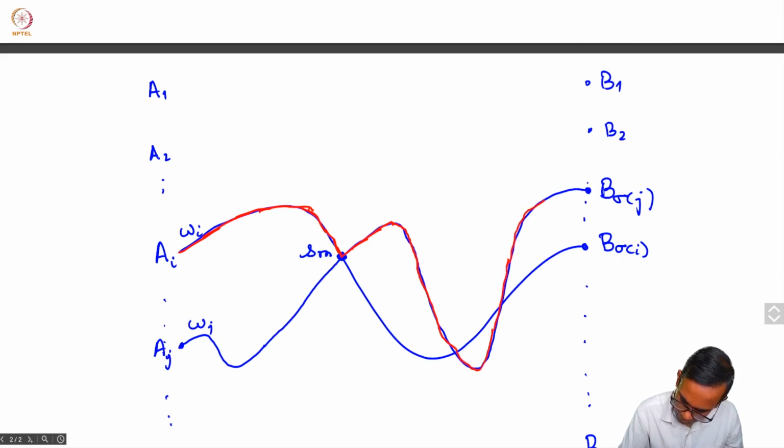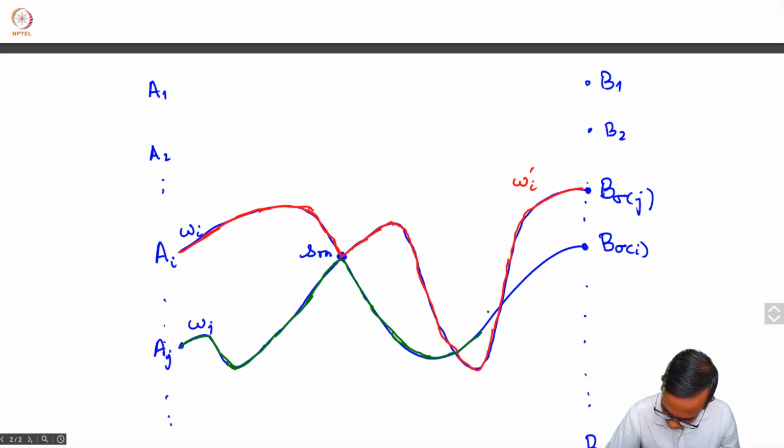So this red path is omega prime I, and omega prime j is, the first part is the same as omega j, but the second part is the same as omega I. So this is omega prime j, the green path.